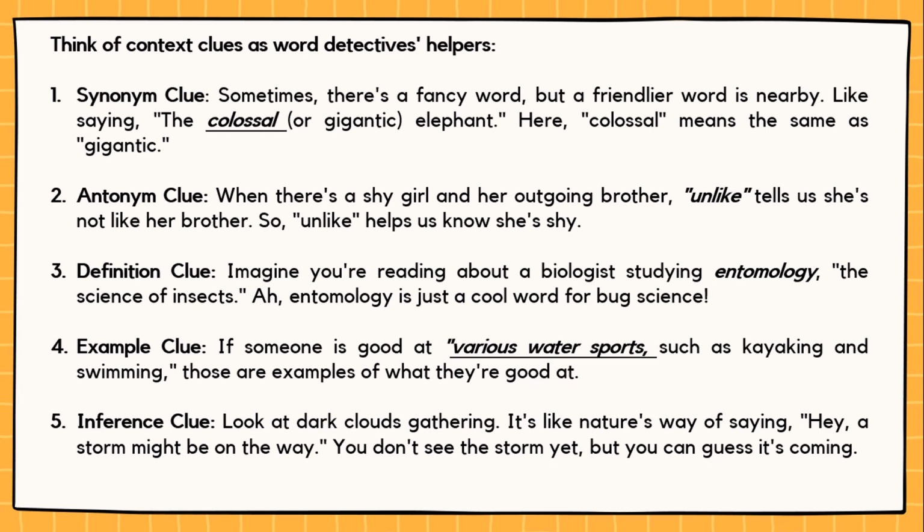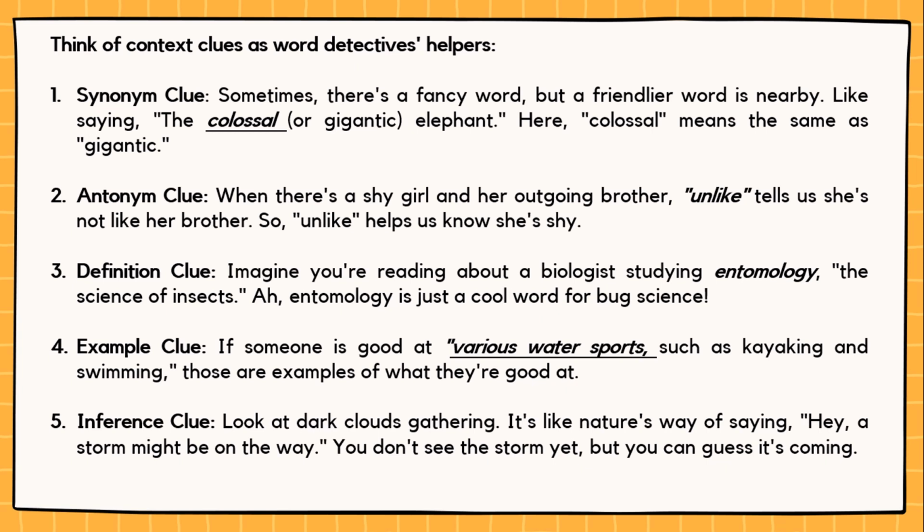Okay, so let's now proceed to example clue. If someone is good at various water sports, such as kayaking and swimming, those are examples of what they are good at. So sabi kasi dito, various water sports. Of course, we have to think of various water sports, like what I've said here, kayaking and swimming. So those are examples of what they are good at. Or let me say I am good at kayaking and swimming.